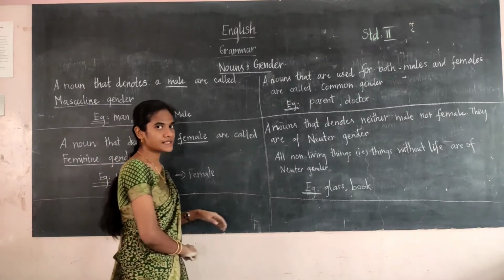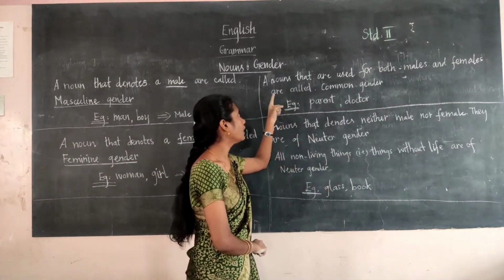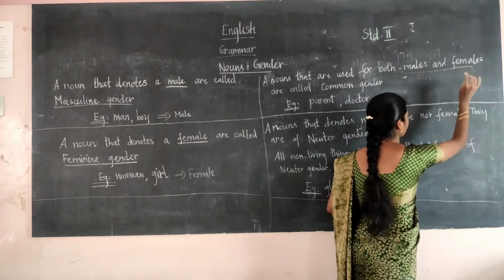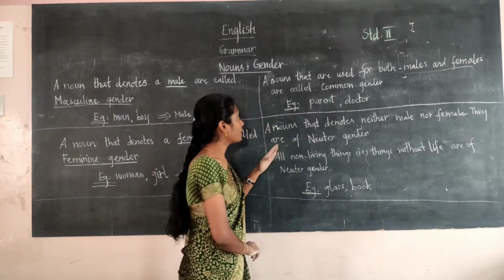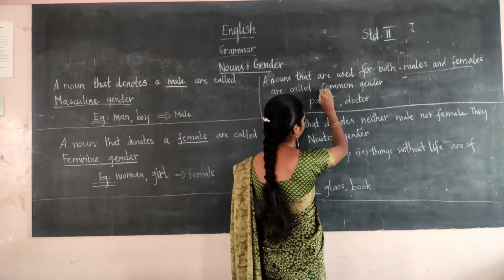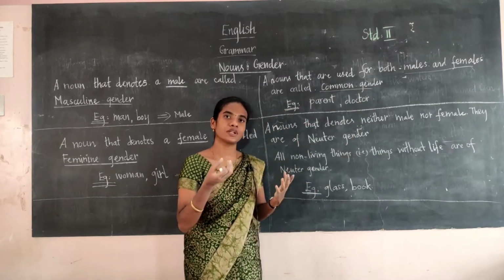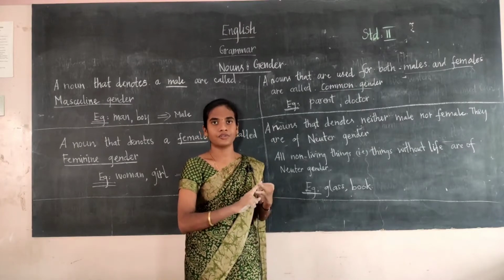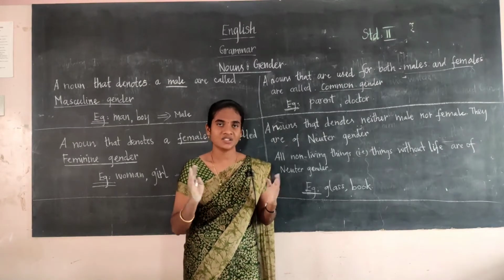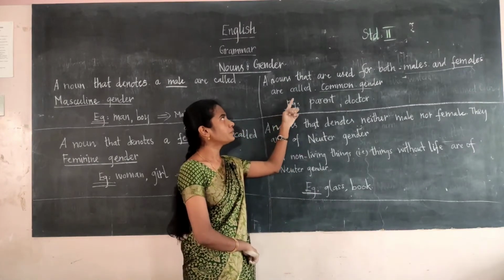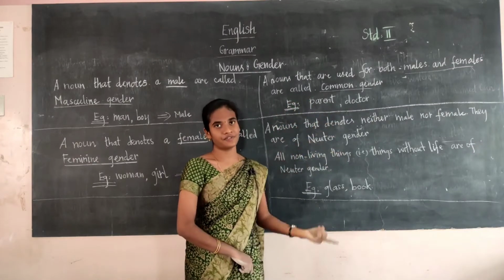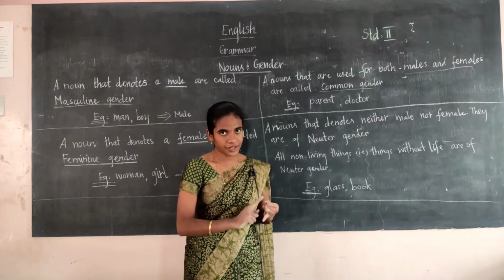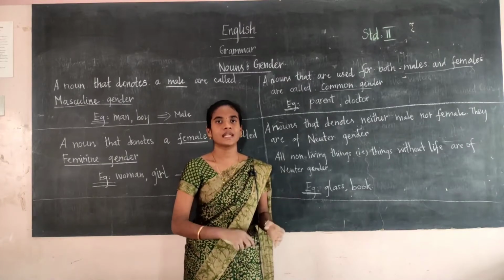Now we can see the common gender. The nouns that are used for both males and females are called common gender nouns. We can use the noun for the male and also for the female. If the noun can be used for both, it is known as the common gender.